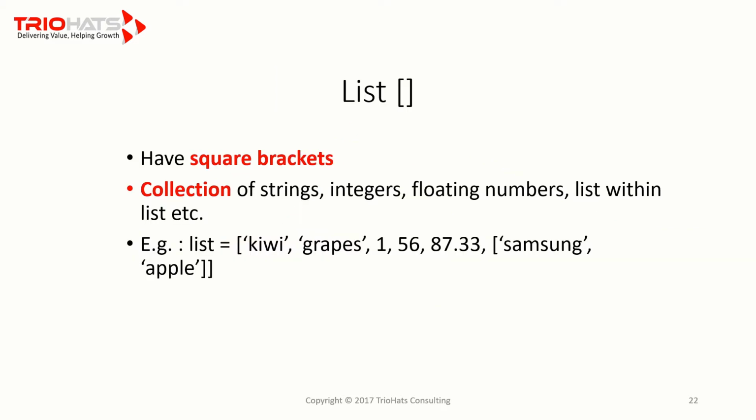First of all, list. So what are lists? Lists, as I told you, are very similar to arrays. They are written inside square brackets. They can contain any type of variables inside of them, like a collection of strings, integers, floating numbers, a list within a list, etc. And one simple example of a list is this. So this is a list having strings, a number, a floating number, and a list within a list.